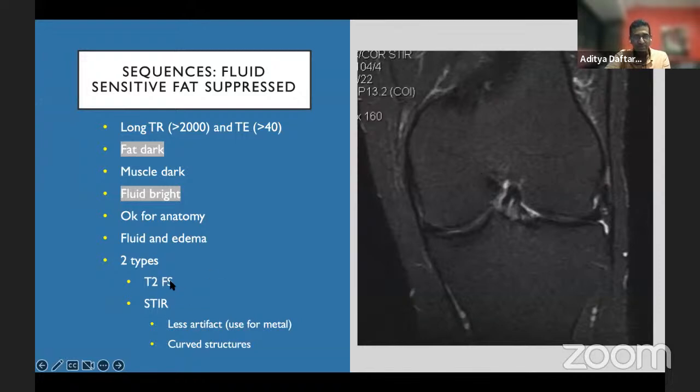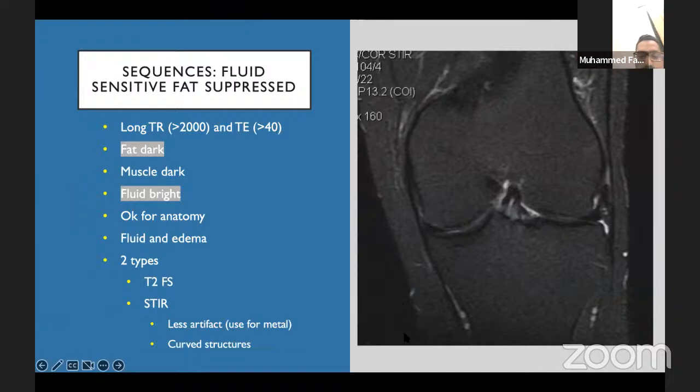Now we have two types of these sequences. One is called the T2 fat suppressed sequence, and the other is called the STIR sequence. And the importance of understanding the difference between these two is that T2 FATSAT is a real fluid sensitive sequence, whereas the STIR sequence can have some challenges with that. But the key thing is anytime you're looking at structures that are at right angles or structures that are curved, anytime you have structures that have metal in them, then what tends to happen is these patients tend to have more artifact with a T2 fat suppressed image and will have less artifact with a STIR image. So STIR is particularly good for those situations.